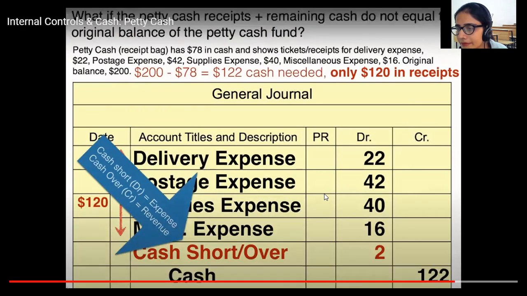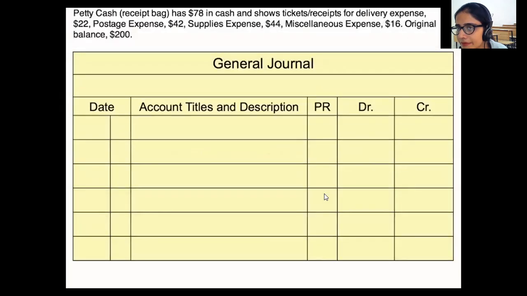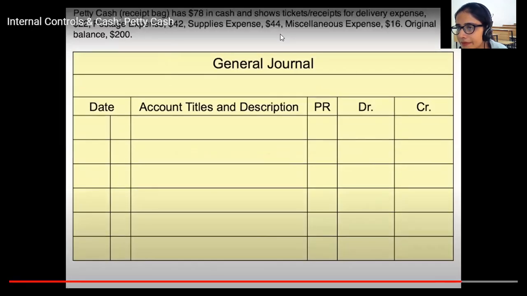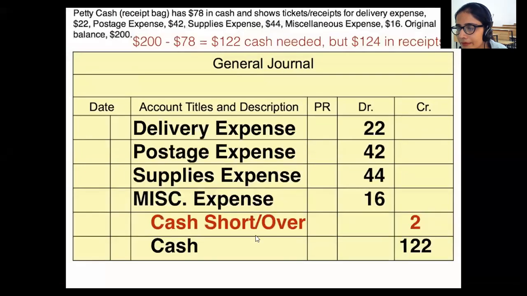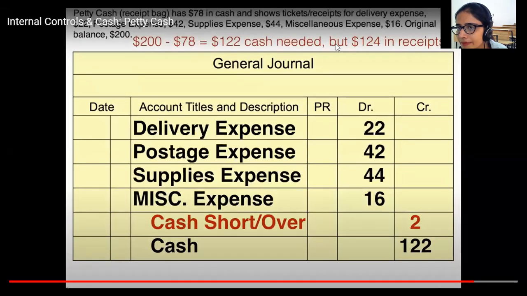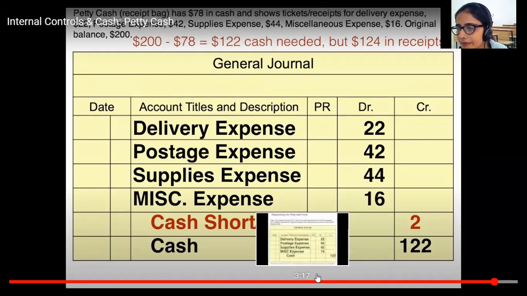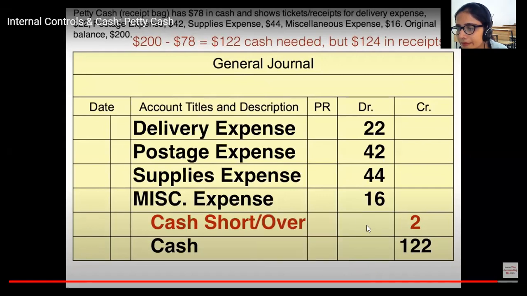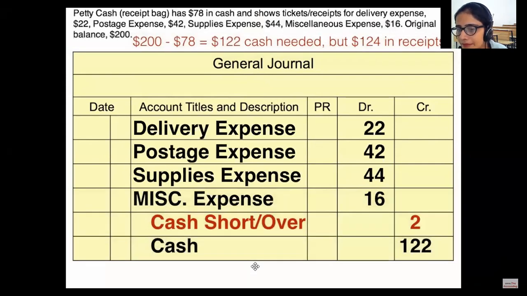Well, let's take one more example. Here we have our petty cash fund once again. We have $78 in cash and it's supposed to be $200. So we know once again that we're going to have to credit cash for $122. But when we look at our expenses, our receipts actually add up to $124. So in this case, we're actually over. So we need a credit in this case to make it balance, to get that credit side up to $124. So if these were two different transactions, our cash short and over balance would now have a zero balance, which is technically what we want to happen.